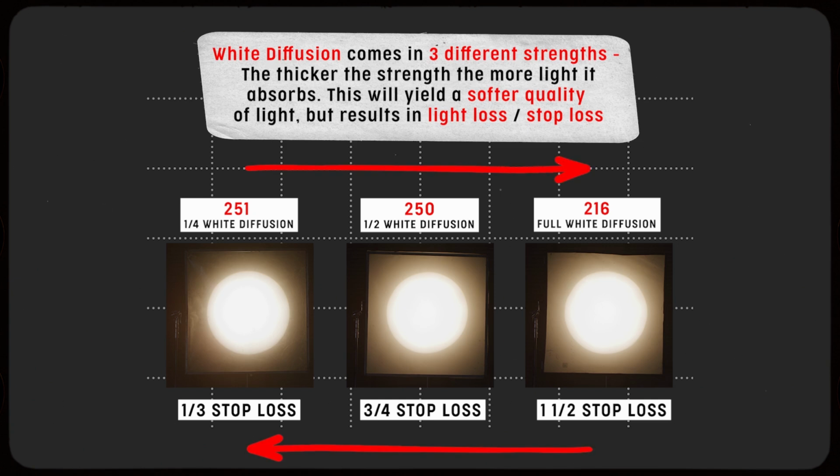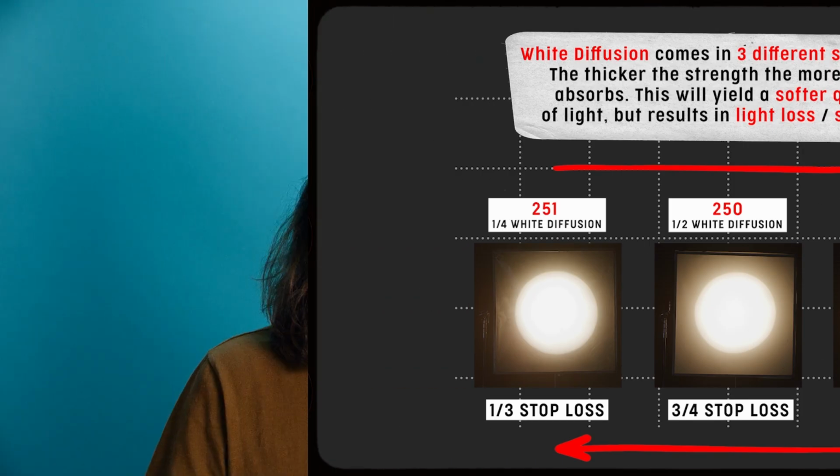The tricky thing though is the naming. So full white diffusion is called 216, half white diffusion is called 250, and then quarter white diffusion is 251. I know those numbers don't really correlate. There's not really a rhyme or reason to those. You just have to remember them.